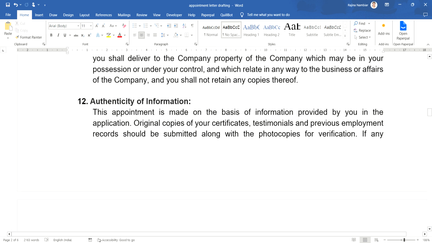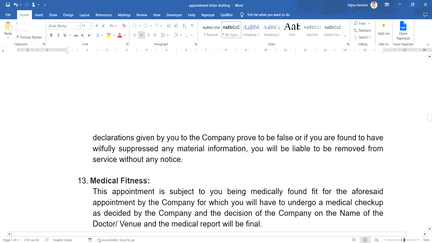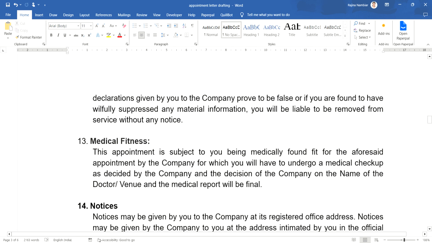Authenticity of information. When you join an organization, generally they check your original documents, and based on that they take a photocopy of the submitted one, and it is based on the information given by you. After any kind of verification, if you are found to have presented a false statement, then at any time they have the right to remove you from the service without any notice. That needs to be mentioned.